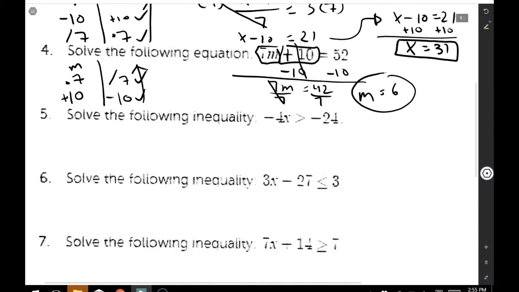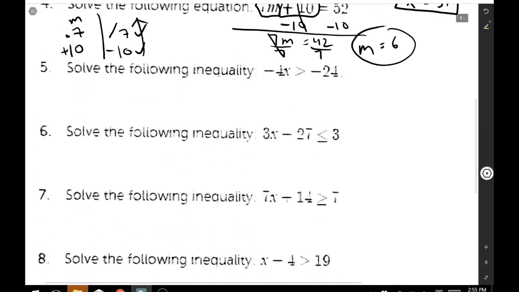Okay. All right. Let's move on to number 5. So this one, solve the following inequality, and the instructions above say also graph. A couple things that we know already. I know that this is a greater than, so it's going to be an open circle. I'm going to quickly build it, using the same steps for solving an equation.